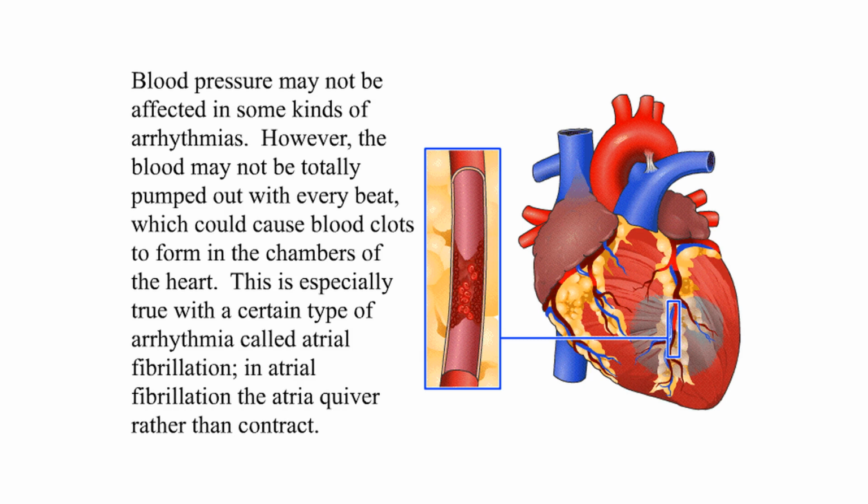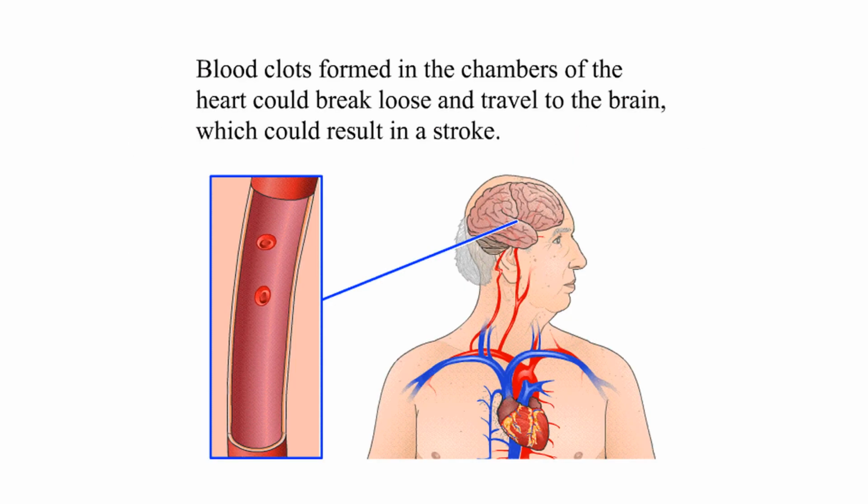This is especially true with a certain type of arrhythmia called atrial fibrillation. In atrial fibrillation, the atria quiver rather than contract. Blood clots formed in the chambers of the heart could break loose and travel to the brain, which could result in a stroke.